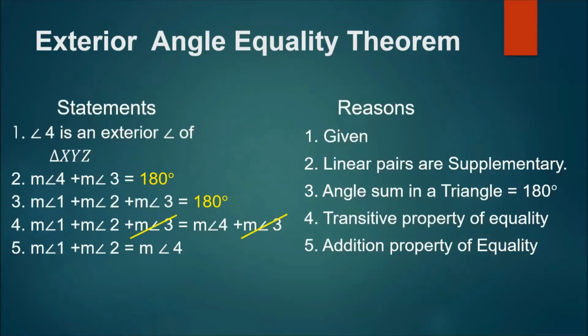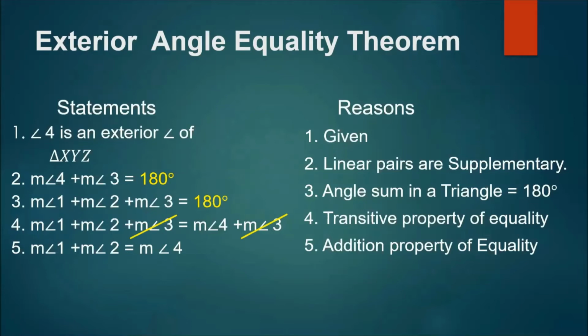And number 4, the measure of angle 1 plus the measure of angle 2 plus the measure of angle 3 is equal to the measure of angle 4 plus the measure of angle 3. Notice that we can equate the equations in number 2 and number 3 because they are both equal to 180 degrees, and I'm using the transitive property of equality.